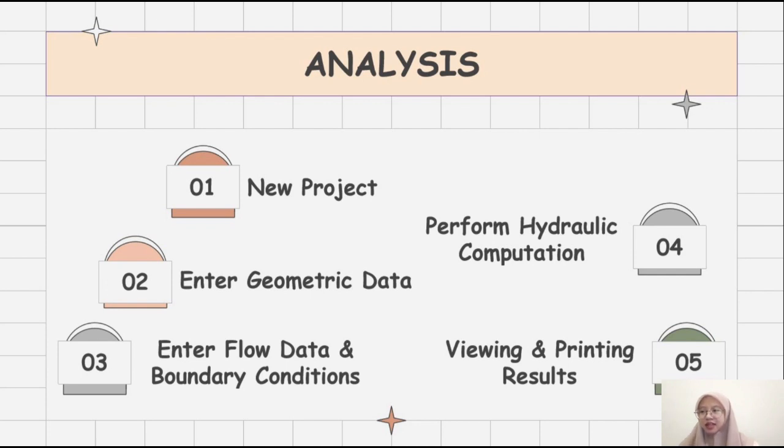Next, justification on the selection of analysis. First, starting a new project. The first step in establishing a hydraulic model with HEC-RAS is to create a file and give the new project a title. Second, enter the geometric data. By selecting geometric data from the edit menu on the main HEC-RAS window, geometric data will be entered.